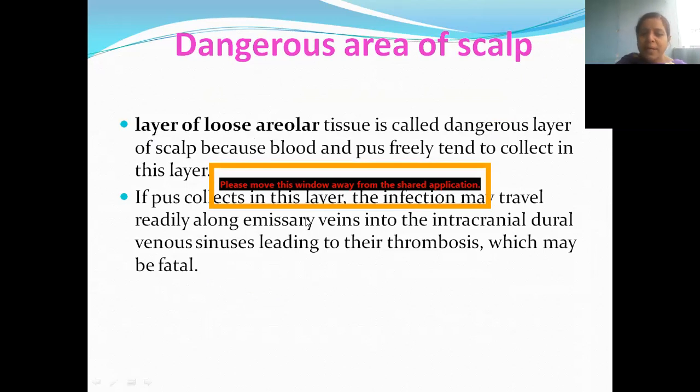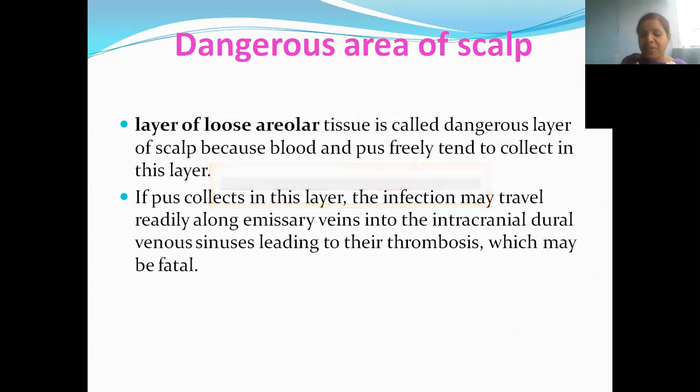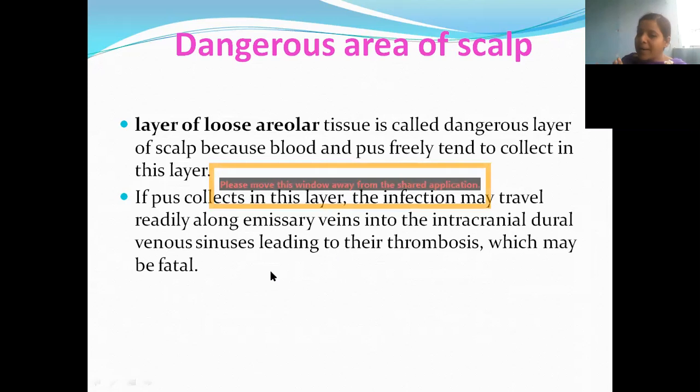Okay. If pus collects in this layer, the infection may travel via emissary veins into dural venous sinuses. That means infections of the scalp can enter the cranial cavity via emissary veins. That means inside the brain, the infection can reach via emissary veins. If the blood is clotting in blood vessels, I have already told you the word thrombosis, and if it is a big clot, it may also result in death, which may be fatal.